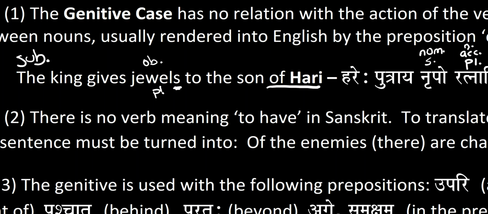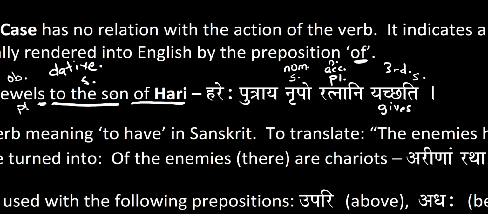The king gives jewels to the son. As soon as you see to the son, this should automatically be in the dative case. And since it's one son, it should be singular, which is exactly what we're seeing here in the Sanskrit sentence. So putra, a masculine noun that ends with a, is declined to putraya. This is dative, singular, putraya. And then the star of the lesson, of Hari, genitive case.